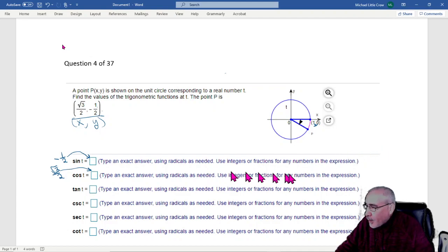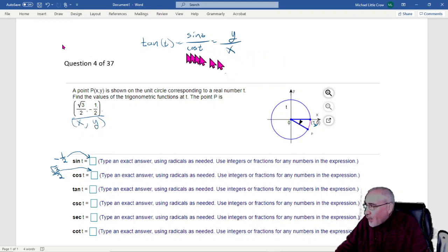Tangent, we want to think of it as, let's go up here, we have more room. Tan of t is going to be sine of t over cosine of t, or in this case just think of it as y over x. Kind of like a slope. Think of slope more, y over x. That's what a tangent line is. So we end up with negative 1/2 divided by square root of 3 over 2.